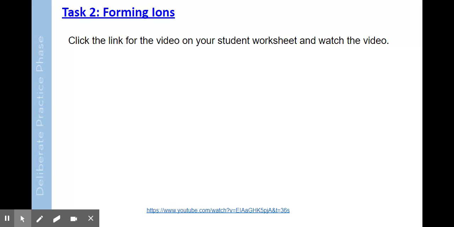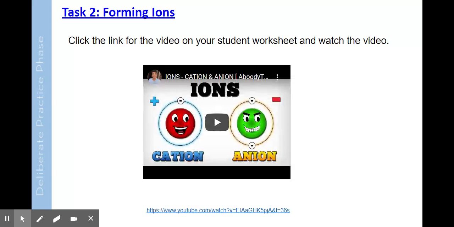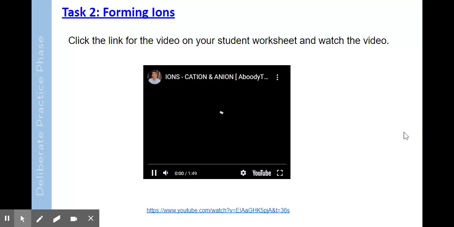Task 2, forming ions. Click the link for the video on your student worksheet and watch it. I don't embed the videos into my lesson because it makes them very poor quality. So go back to your student worksheet, complete task 2, come back once you are done. Okay, I hope you enjoyed that video.